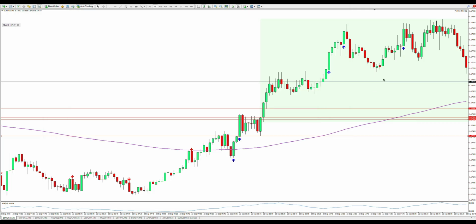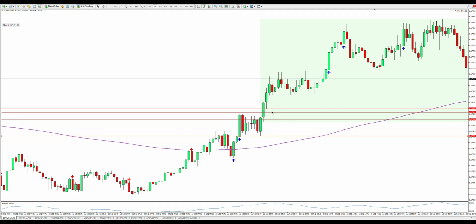Now, the important thing about the fair value gap is the fair value gap must be close to the zone, if not at the zone. So as you can see here, here's our fair value gap, and it is just a small bit away from the zone. Now, if the fair value gap was way up here, then I would be hesitant to take that setup. The fair value gap is too far away from the zone.